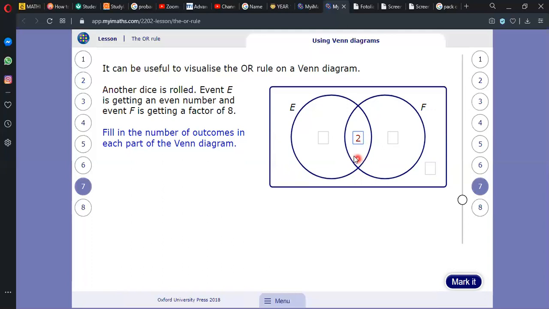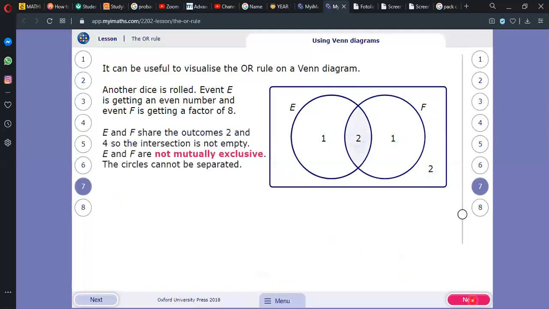You can write out the outcomes and check the intersection. So I must have 1 more left to complete the 3 outcomes for even numbers, and 1 more left to complete the outcome of factor of 8. If I add them all together, I get 4. So I have just 2 more outcomes to complete the 6 total number of outcomes, and that is very correct. Let's take the next one, guys.